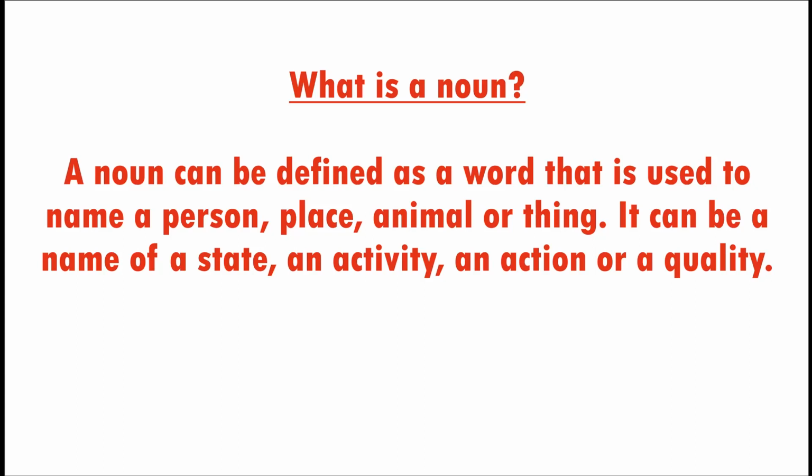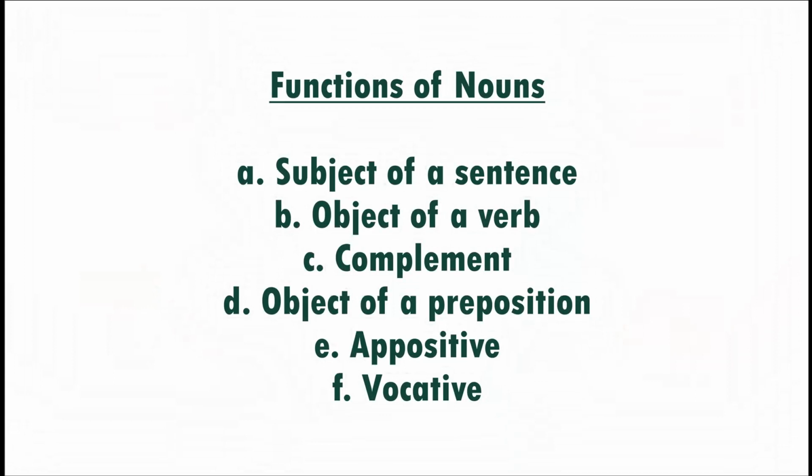Now, coming to the functions of nouns, here we have listed 6 functions of nouns. The first one is the subject of a sentence. The second one is the object of a verb. The next one is the complement. Next one is object of a preposition. Sometimes noun can function as appositives, and the noun can also function as vocatives. So we shall begin to pick each of these one after the other.